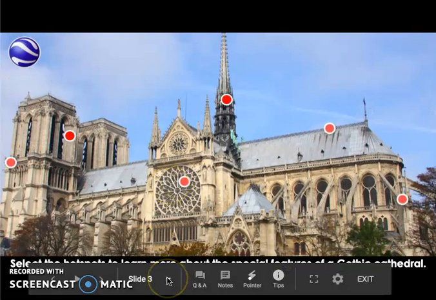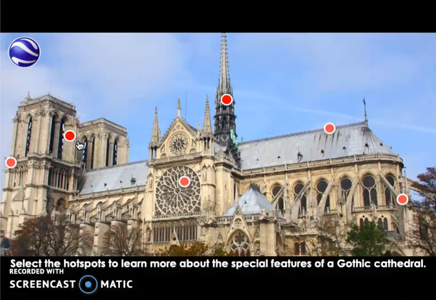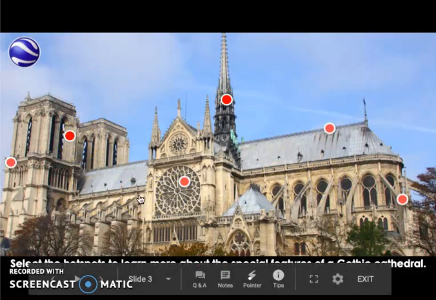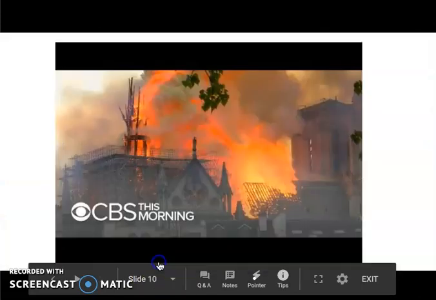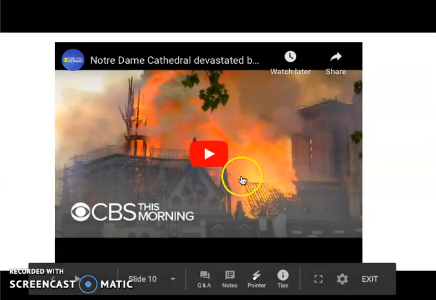And the last thing I want to talk about is the Notre Dame Cathedral has been in the news in the recent year or so. If you've seen it in 2019 on the news, it's because there was a very large fire that actually engulfed most of the entire building. So I just want you to watch this short little video on it.